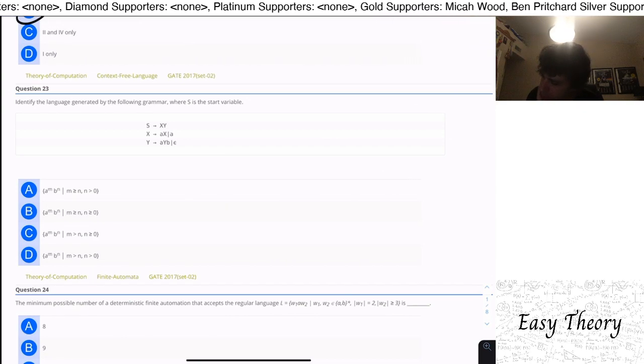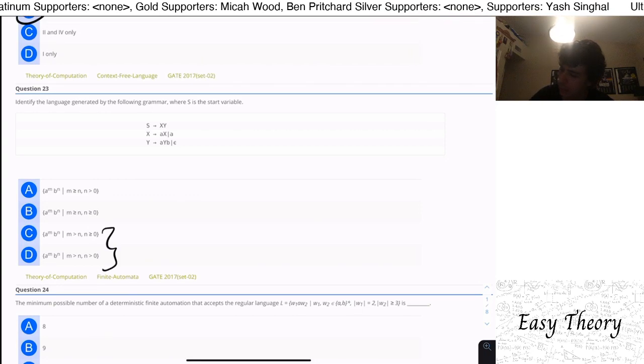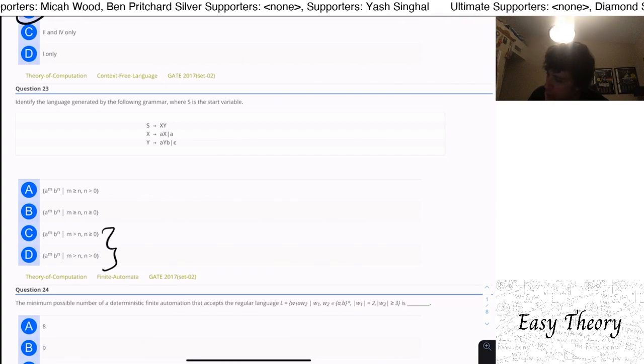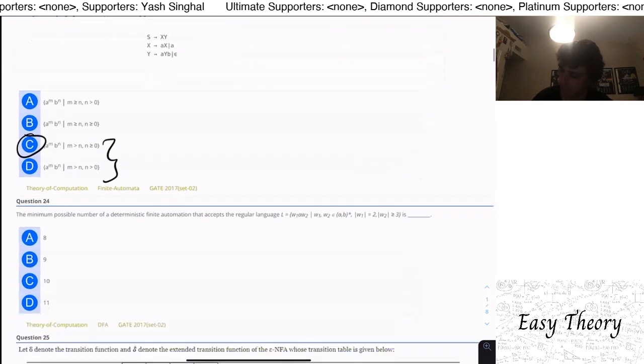And then Y is... Okay, so it must be one of these two, because we can't have the number of A's be the same as the number of B's, because the X part must make at least one A. And we could have 0 B's. So I think it's C. Let's just make sure. Yep, it is C. Good.